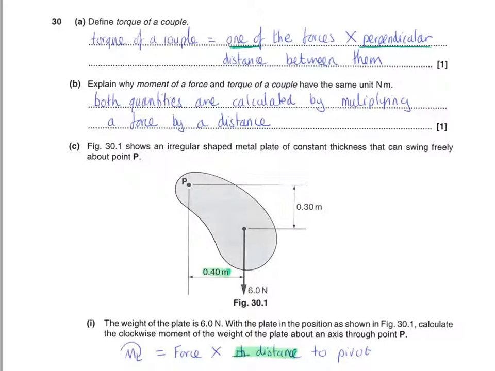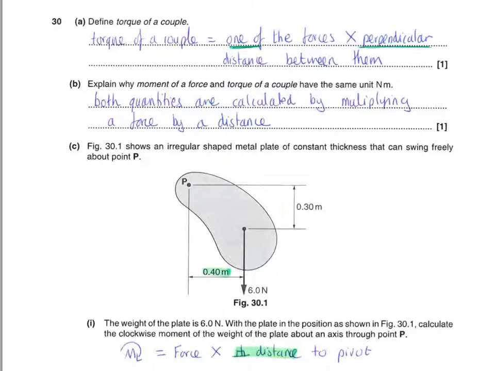This is G481 Homework Booklet, question 30. Starting with the definition, define the torque of a couple. It is one of the forces times the perpendicular distance between them. The two underlined parts are important in order to achieve the marking point.